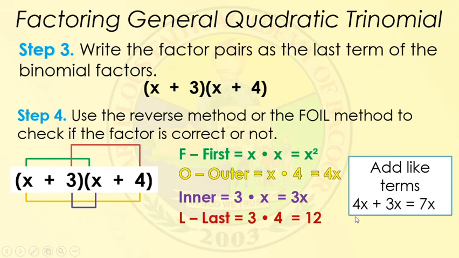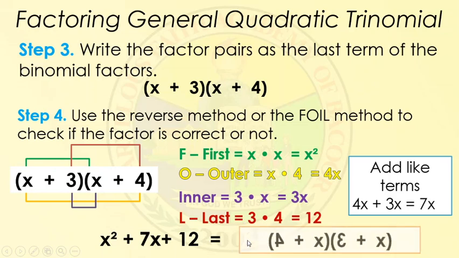Take note na kapag mag-a-add po tayo, hindi po natin ina-add yung exponent ng variable natin. Unlike sa multiplication na pinag-a-add natin. Okay? So, dito po, kapag addition of like terms, kinakopy lang po natin yung variable. Okay? So, therefore, yung ating original na quadratic trinomial, we have x squared plus 7x plus 12 is the same sa ating FOIL method na nakuha. Ibig sabihin nun, tama yung sagot natin na quantity x plus 3 and quantity x plus 4.